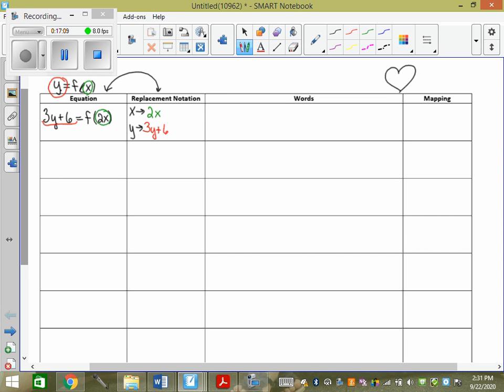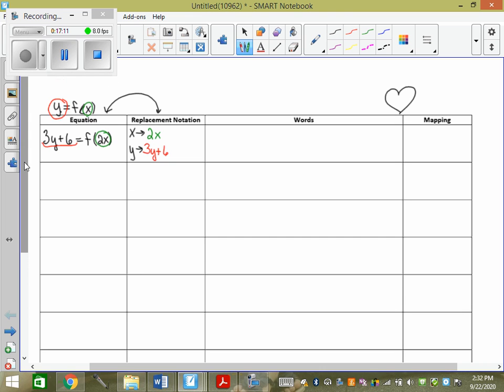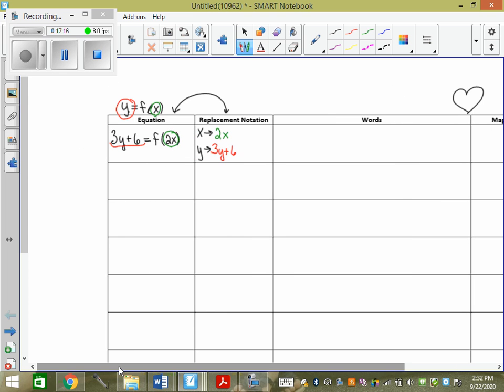Okay? So the first thing I'm going to do for this one is subtract 6. I'm going to need space over here because I'm out of space. So I'm going to get 3y equals f of 2x minus 6. And then what am I going to do? You can take the 3 from the left side and divide. You can multiply it by 1/3, or we're going to divide each term by 3.